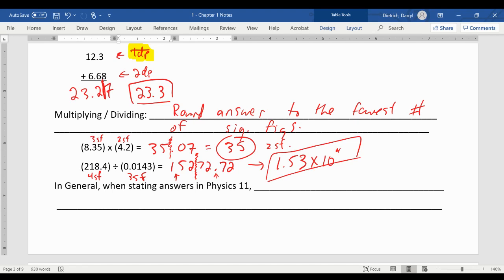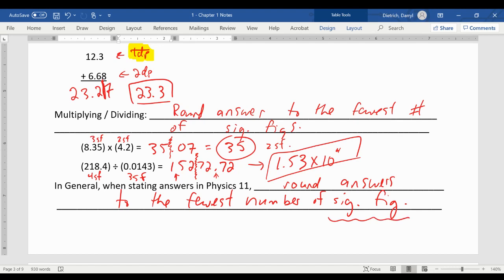Okay, so in general, when stating answers in Physics 11, we're going to round our answers to the fewest number of sig figs. As we get into questions where numbers are coming across us, again, we have to assume that they're measured, and this will be a final check for us at the end of our answer to state our answer with the fewest sig figs. Okay, so that'll get you started with sig figs. Some practice in your worksheet practice, and thanks very much, and we'll see you again soon.